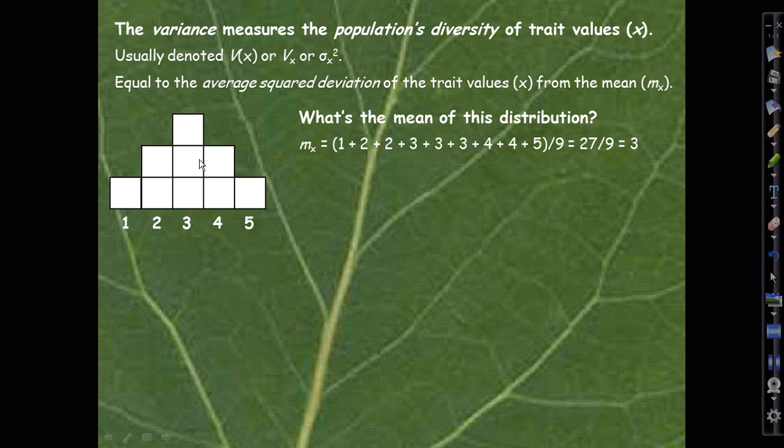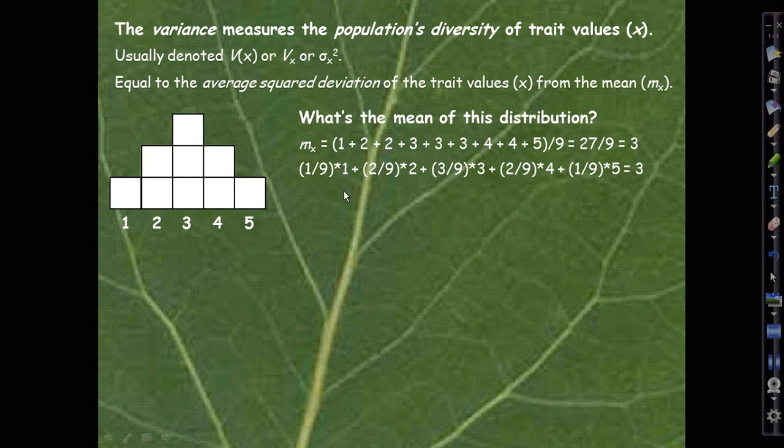But of course, you could just have looked at the distribution and seen that, because it is perfectly symmetrical. And 3 is in the middle, and also, as it happens, the most abundant measurement class. Another way that's often more elegant to estimate the mean is to multiply each of the trait values that occurs in the sample by its fraction of the sample.